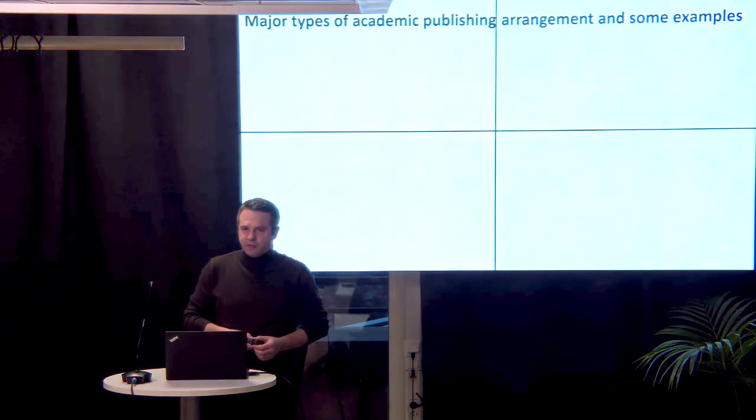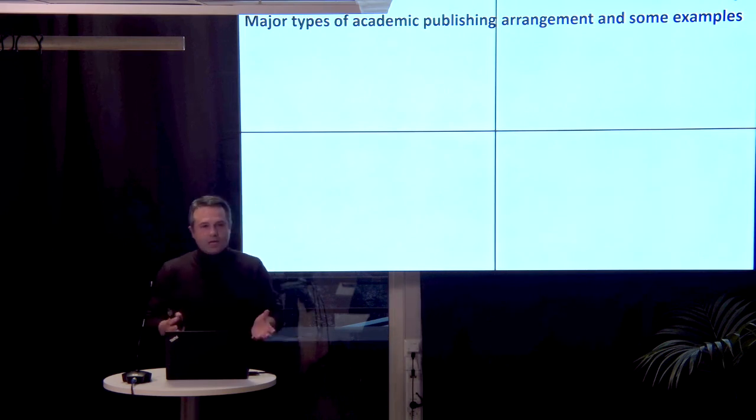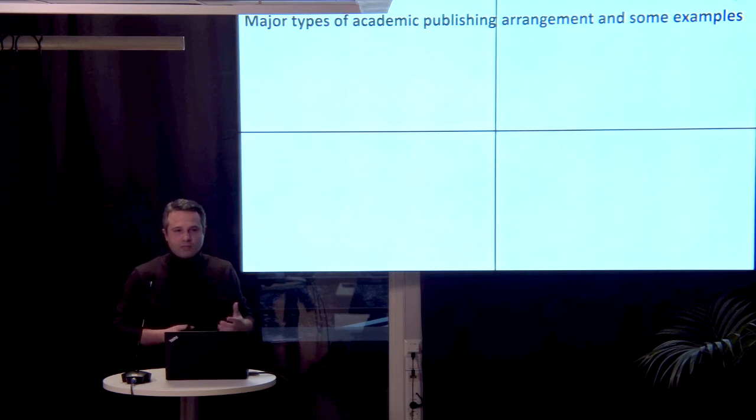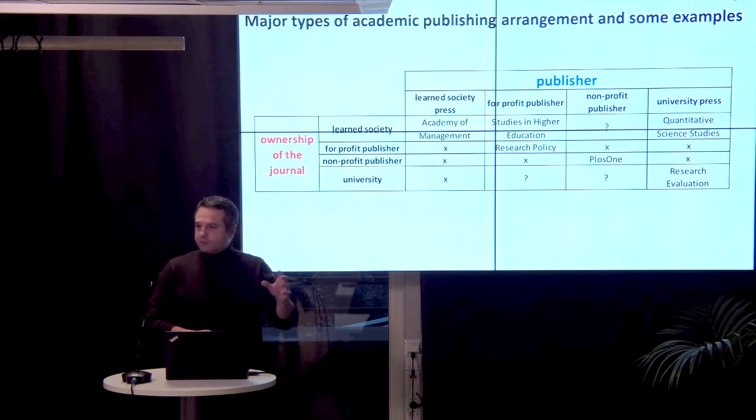One thing that we need to be reminded of before digging into the content is that we have some major types of combination and configuration in academic publishing, depending on who owns the scientific journal and who actually publishes it. We have four typologies of actors that may play both roles or just one of them: learned societies, so associations of scientific communities and disciplines, for-profit publishers, non-profit publishers, and university presses or universities. And again, we can see that there are different combinations.